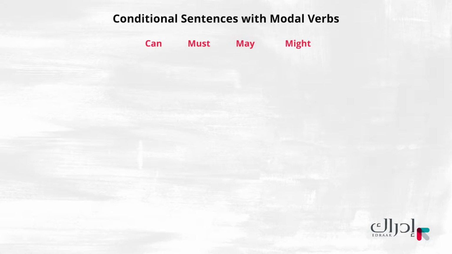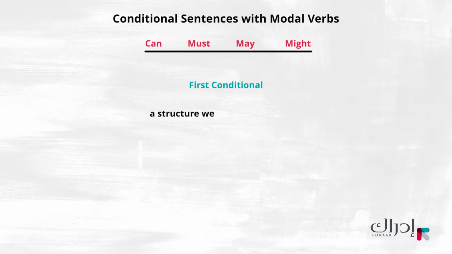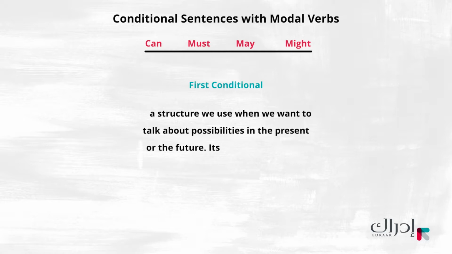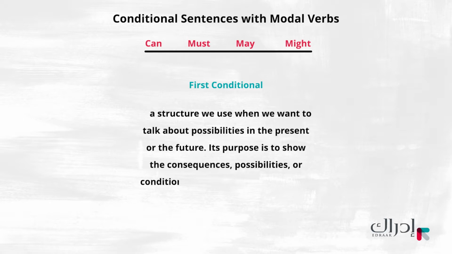The conditional used with these modal verbs is usually the first conditional. The first conditional is a structure we use when we want to talk about the possibilities in the present or the future. Its purpose is to show the consequences, possibilities, or condition when spoken in the present.